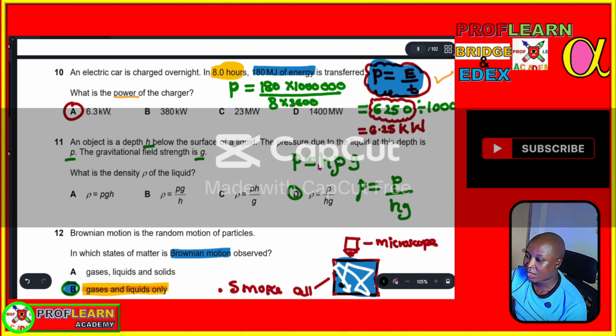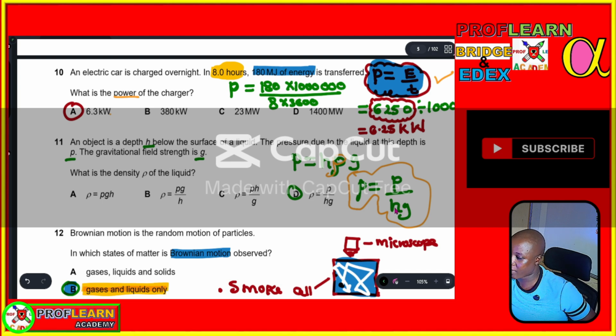Pressure in liquids is given by P equals h rho g, height times density times gravity. But if you want to find density, in this case we are going to rearrange the formula, make density the subject, which is going to be pressure over height times g, and that is going to be option D.